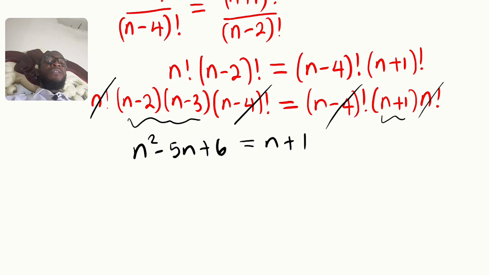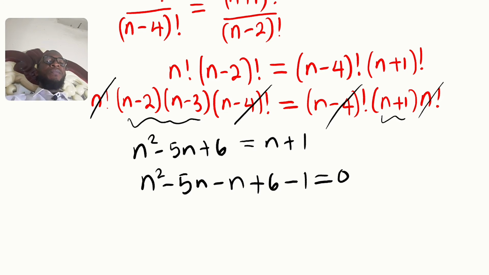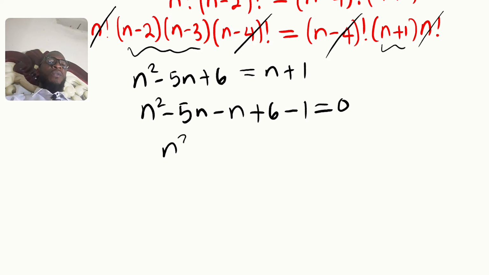Let us bring everything to the left-hand side. This is n squared minus 5n. If n crosses over, it becomes negative. We have minus n plus 6. If 1 crosses over, it becomes negative. And to the right, we have 0. This is n squared minus 5n minus n is minus 6n. Then 6 minus 1 is 5. And this is equal to 0.